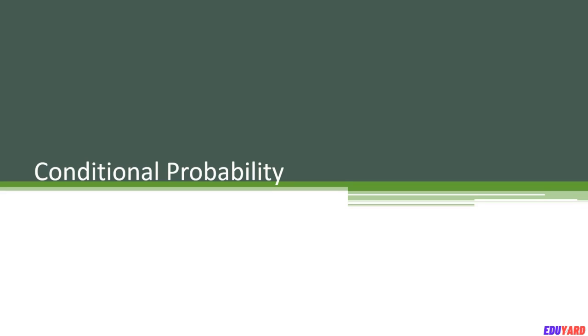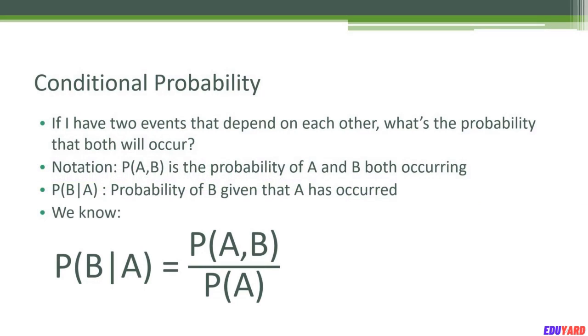Let's dive into conditional probability. Again, simple concept, but the notation can trip you up sometimes. So let's just dive into what that notation is and what it means. The basic concept of conditional probability is that if I have two events that depend on each other, I can make a statement about the probability of that second event occurring given that the first occurred.